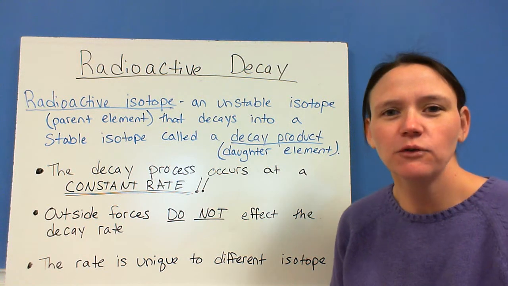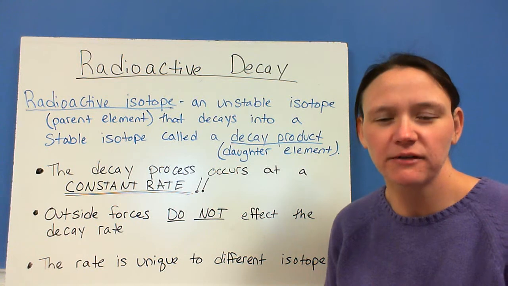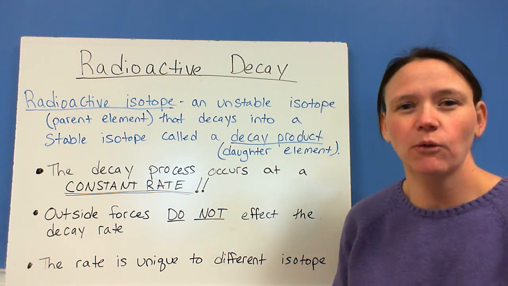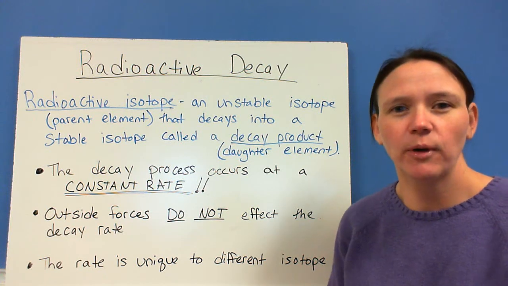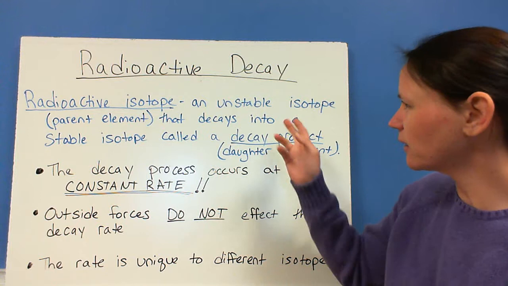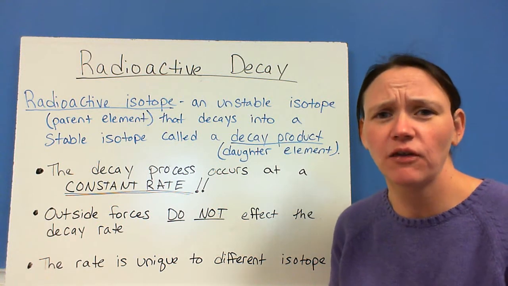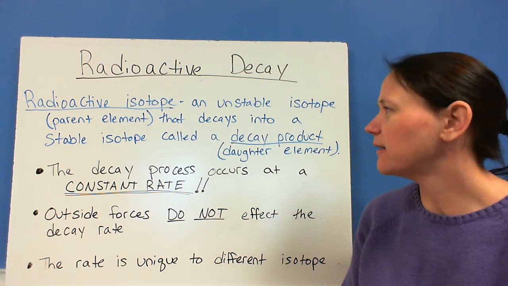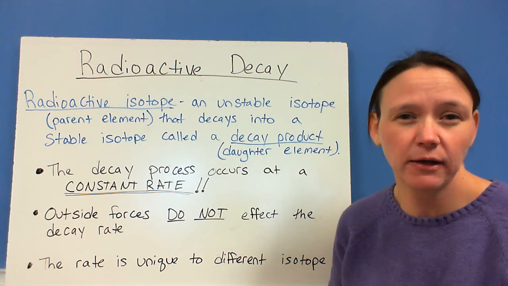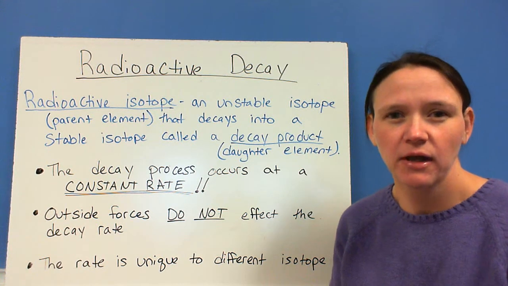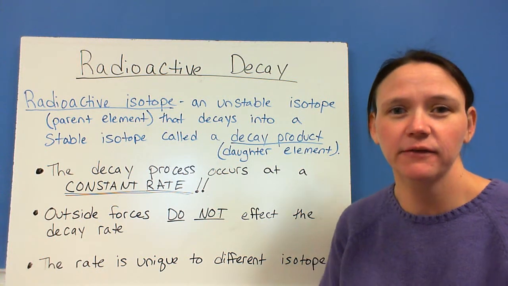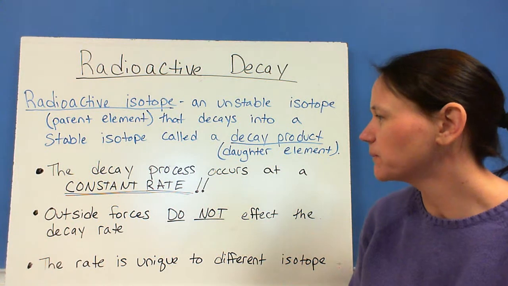Now, we're able to do that using something called a radioactive isotope. And a radioactive isotope is unstable, so it starts to decay or break down or turn into something else, a stable element. So the unstable element we call the parent element, and that decays into the stable isotope called the decay product or the daughter product. So parents have daughters, and daughters come from their parents, and so that's a way to remember that as well.